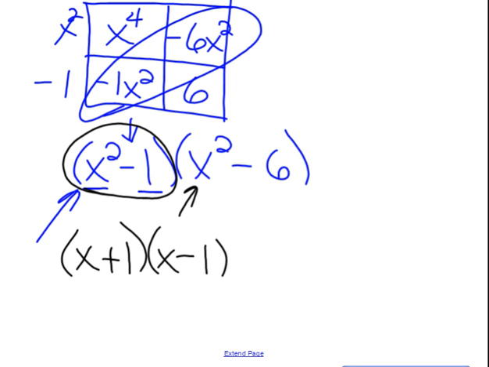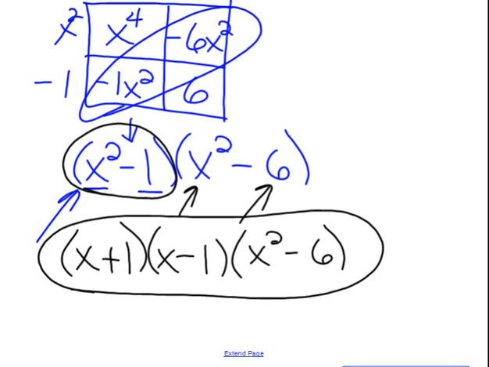This is a square, but this is not. 6 is not a square. So x squared minus 6 you do have to factor this completely. If you leave it as x squared minus 1, x squared minus 6, that will be incorrect.